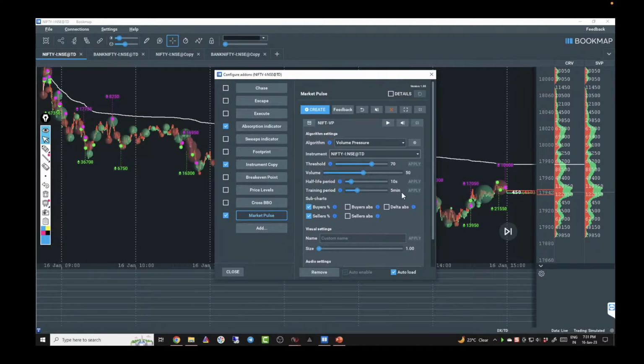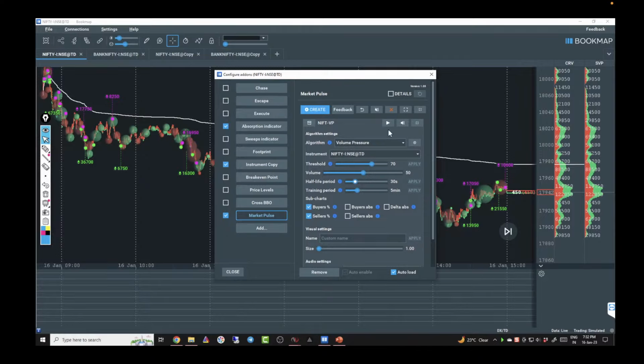That means the algo will consider the last 5 minutes of information to calculate the data. And the half life period is 10 seconds, so for Indian markets we can use it as 30 seconds. That's the preferred value. What it means is that for every 30 seconds, the software will calculate the dynamics of the market, the dynamics of the volumes, and then consider the calculations. So 5 minute is the training period, that's the look back period, and within that every 30 seconds the order will be considering the dynamics of the changes of the volume.